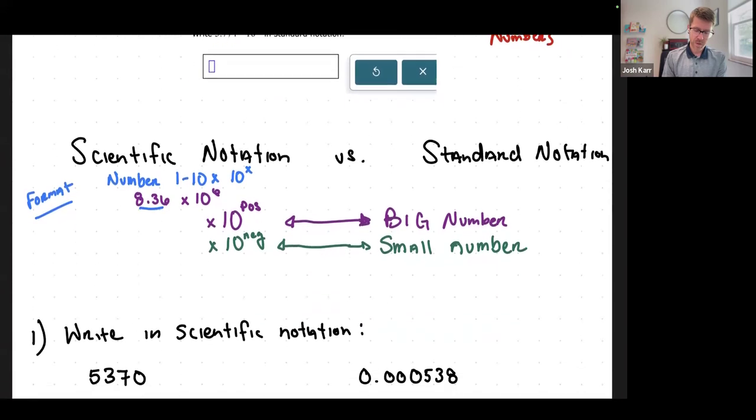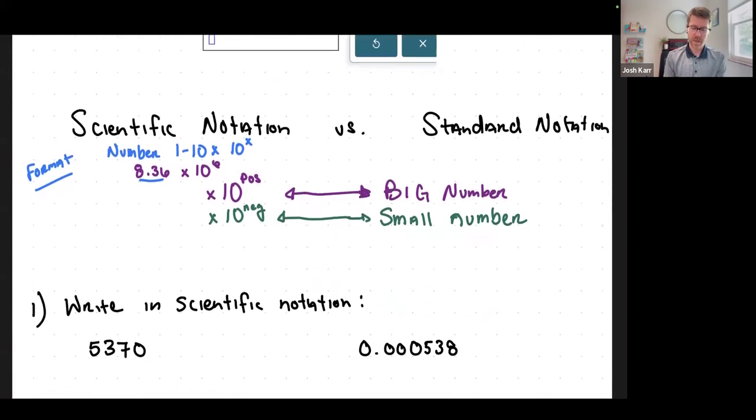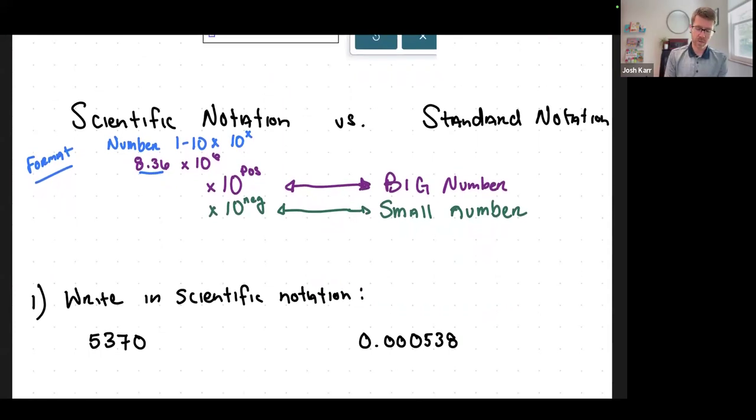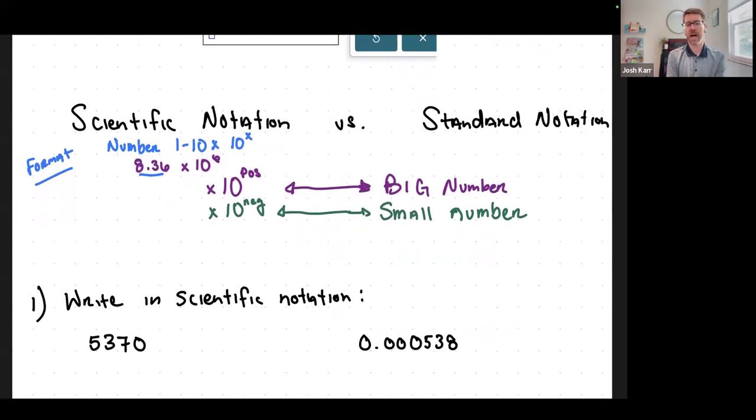So let's try a couple. You're going to be asked to go both ways here. So can you take scientific notation, go to standard? Can you go standard to scientific? So I've got two examples here. Let's start out with writing in scientific notation. Let's write 5,370 in scientific notation, okay?